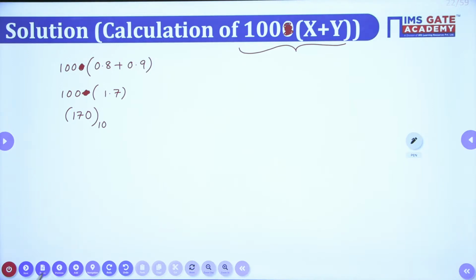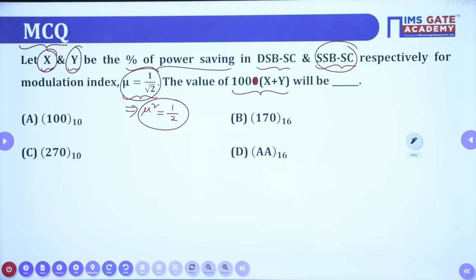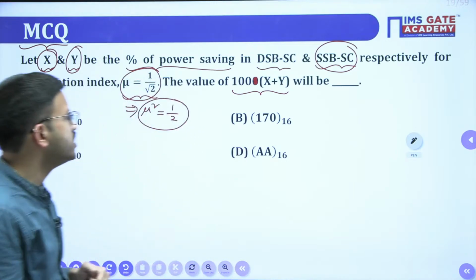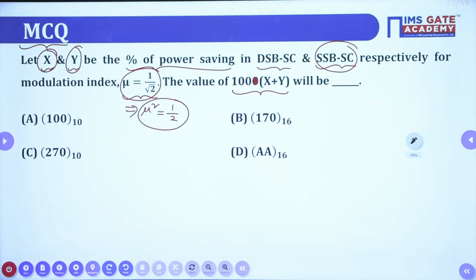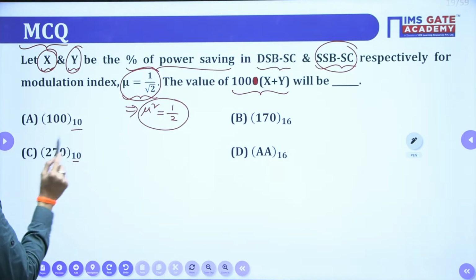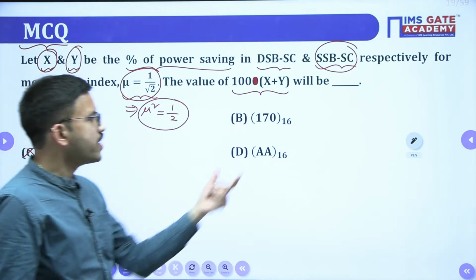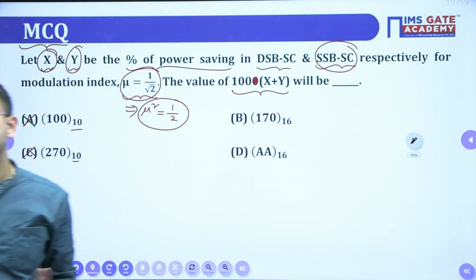So I will show the options. Here these are the 4 choices you are having. So you got 100 times x plus y as 170, 170 base 10. So 170 base 10, here these two are not matching, so you can eliminate these 2 choices. Here you are having base 16, so you can convert into base 16.